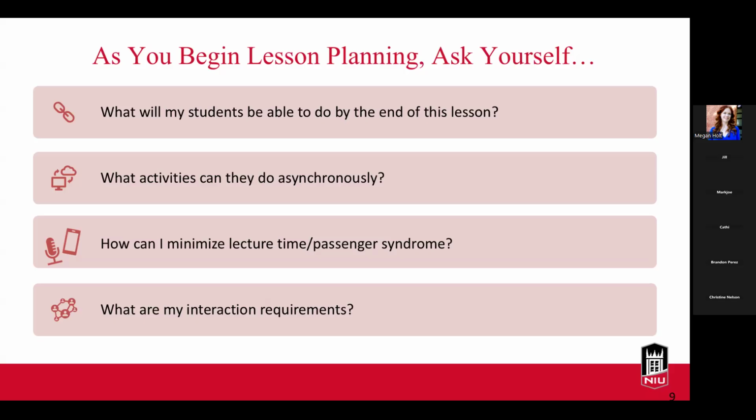Also, what are my interaction requirements? So when we think of interaction, you can think about, how do students engage with you? How do they engage with their peers? And how do they engage with your course content? So those are the four big questions.